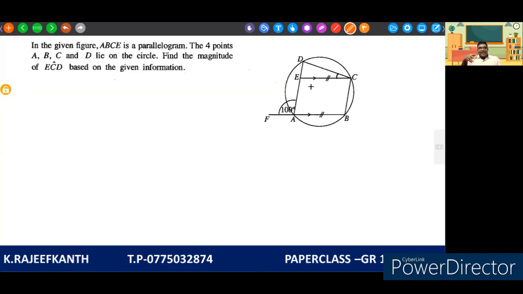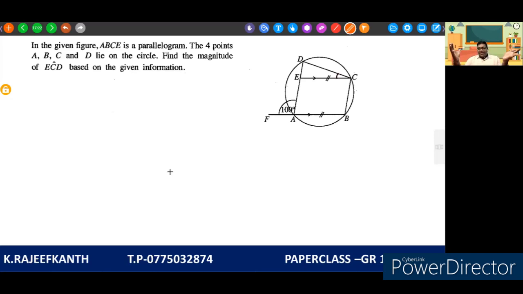ABCE is a parallelogram. Here they have marked that opposite sides AB and EC are equal, and also AB is parallel to EC. Then A, B, C, D, all 4 points lie on a circle. So that means that ABCD is a cyclic quadrilateral.